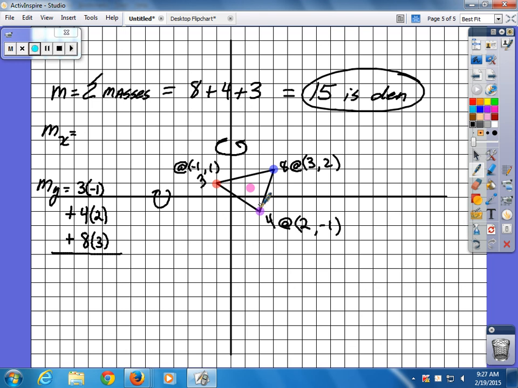Alright, so 3 times -1, -3 plus 8 is 5. 5 plus 24 is what? 29. And that's your numerator. And then m sub x, we're revolving around here, so that one. So 3 times 1 plus 4 times what? -1. Make sure I don't mess up. And 8 times 2.